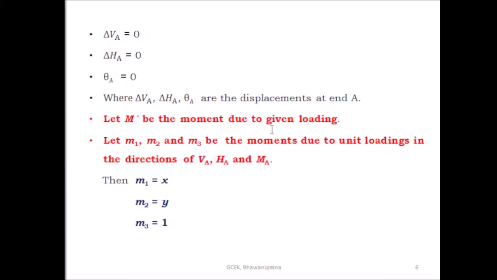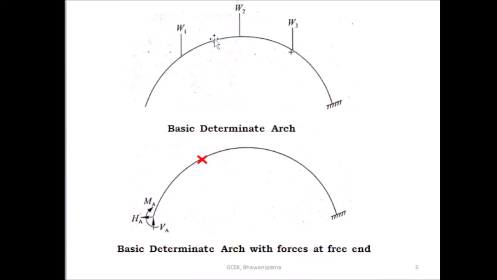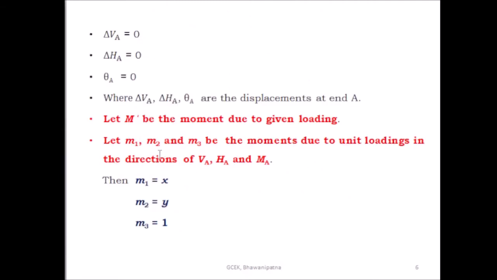Let M' be the moment due to the given loading, and M1, M2 and M3 be the moments due to unit loading in the direction of VA, HA and MA. So let us take M' as the moment due to the given loading. If you find the moment at any section due to the loading present, that moment you have to take as M'. And let M1, M2, M3 be the moments due to unit loading in the direction of VA, HA and MA.